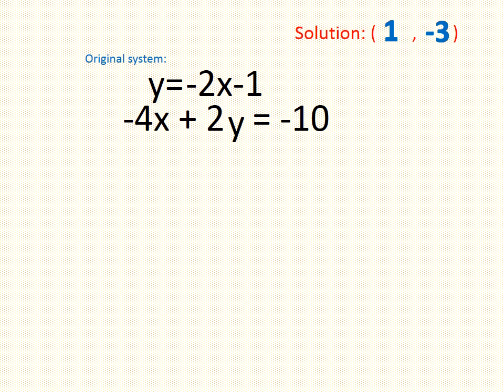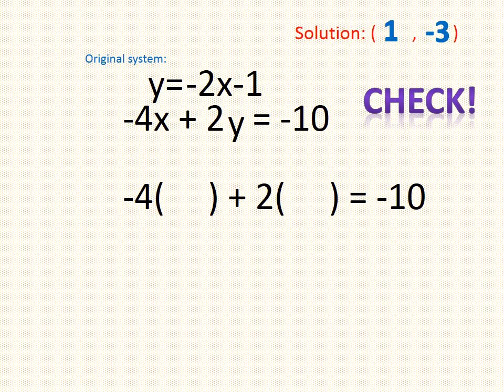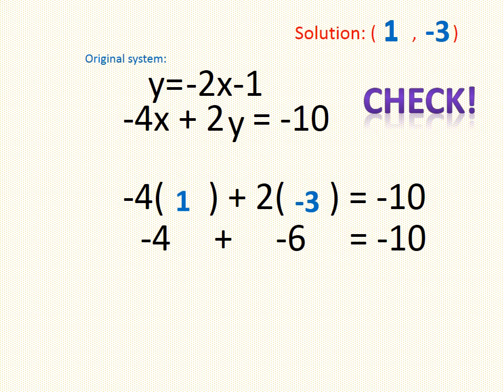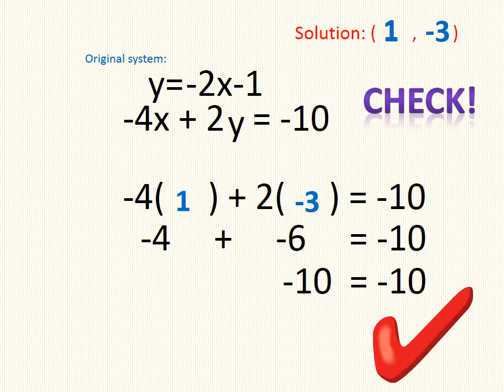Or we can substitute the value of x and y in the second equation to verify if we have a true statement or not. So if we switch x with 1 and y with negative 3, we're going to end up with negative 4 times 1, which is negative 4, and 2 times negative 3, which is negative 6. Negative 4 plus negative 6 is negative 10, which makes us end with a true statement. Negative 10 is equal to negative 10, which verifies that 1, negative 3 is indeed the solution for this system.